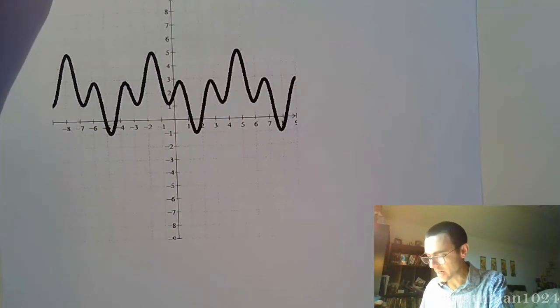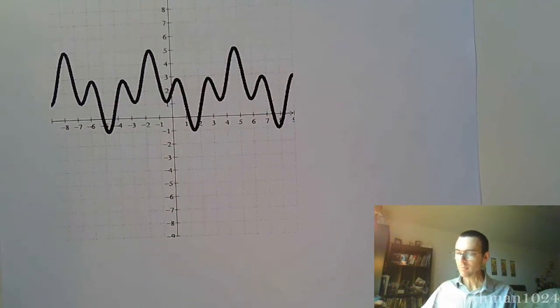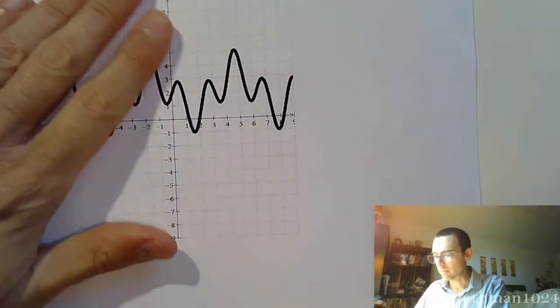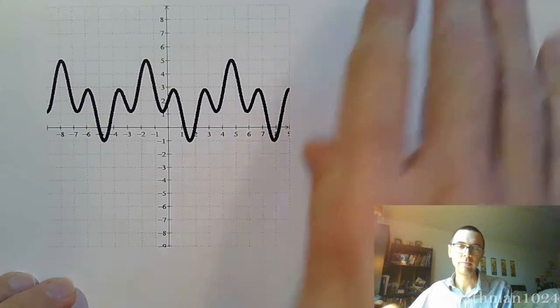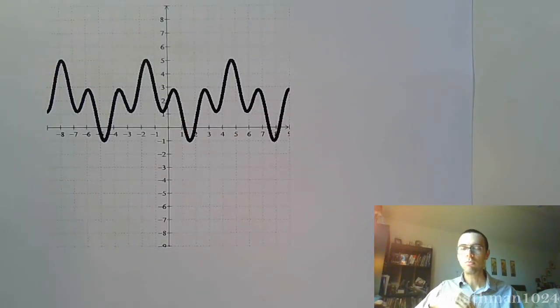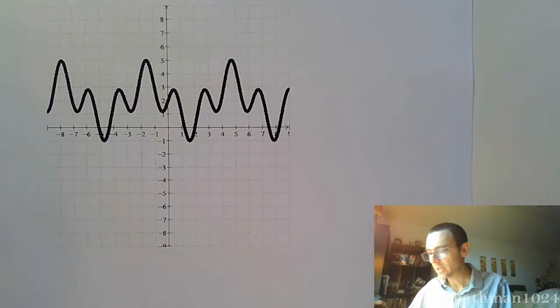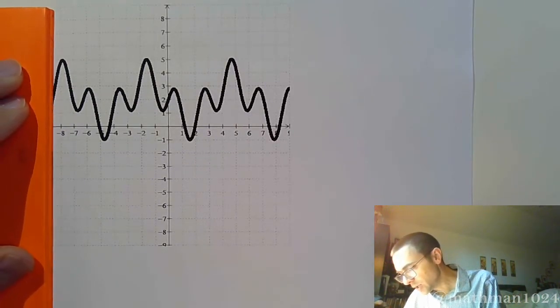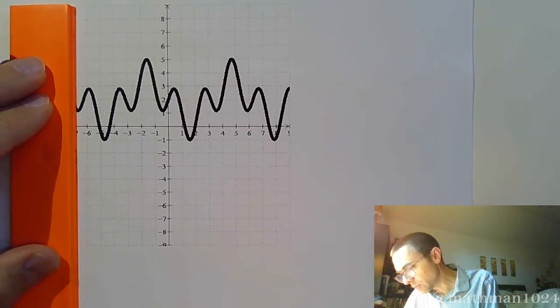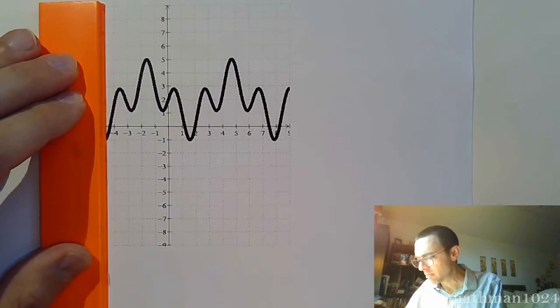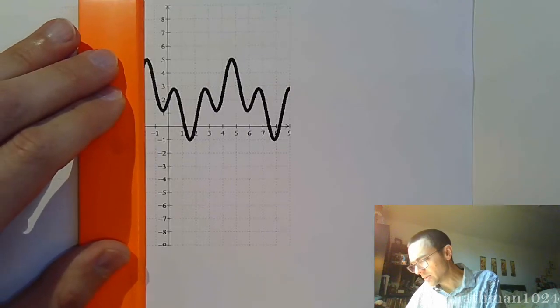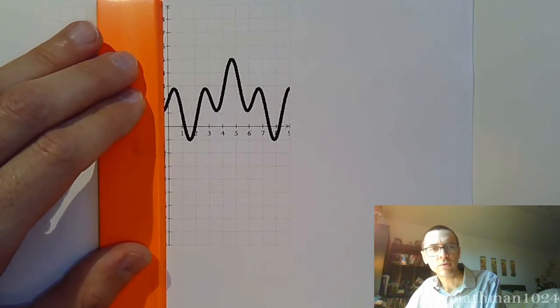So let's look at this guy right here. Mr. Wavy Guy. Okay. Does he represent a function? Well, if you're not sure, take your ruler and slide it along. If at any point you see this ruler going through more than one point, then it's not going to be a function. As we keep going, I don't think there's any problem here whatsoever, right?